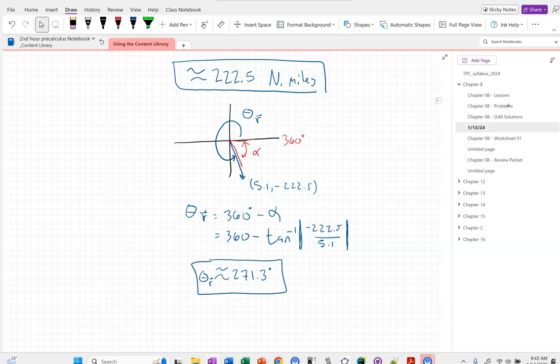So this is a lengthy computation, right? But it's a really excellent review of all of the things that we've done in 8.1 and 8.2, where you have to convert between your different vector forms, you have to add vectors, you have to convert back once you're in component form back to a magnitude and direction form. So it's a really nice problem to review the things we did in 8.1 and 8.2.